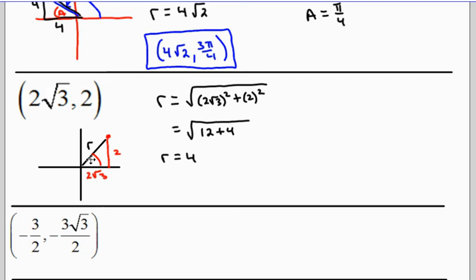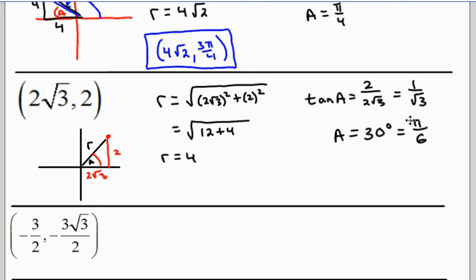And then here our angle right there, the tangent of my angle is going to be y over x. So tangent has to be 1 over square root of 3. Well, tangent is 1 over square root of 3 at 30 degrees. Or if I want to think in radians, pi over 6. We can write these in degrees or radians. I started writing them in radians, so I'm just going to keep writing them in radians. So r is 4, and my angle is pi over 6.